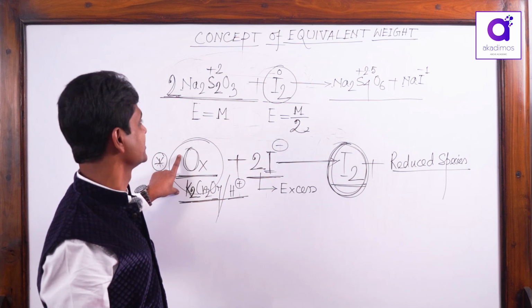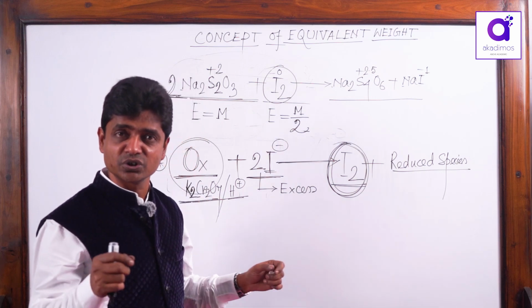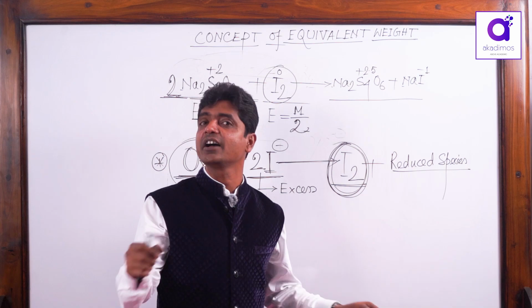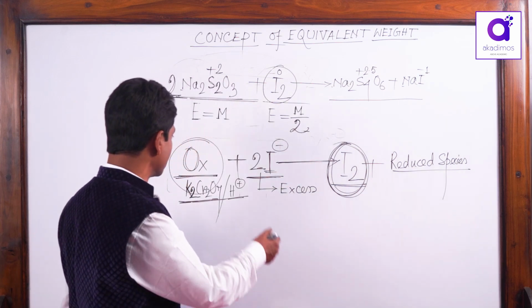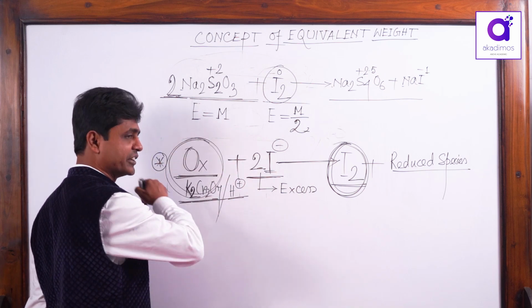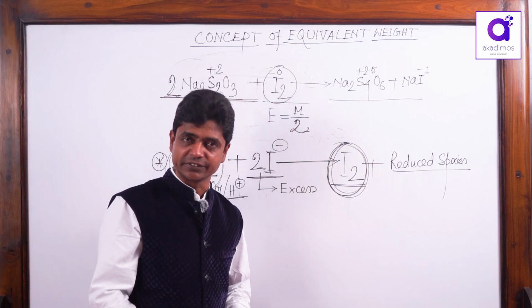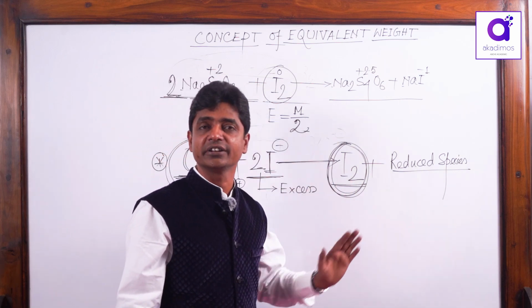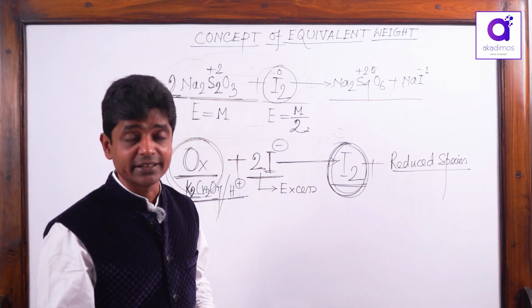That means by using this iodometric reaction, Na2S2O3 plus I2 gives Na2S4O6 plus NaI. By using this iodometric titration, you can estimate any oxidizing agent. You will get the amount of oxidizing agent which oxidizes iodide to iodine. That's why it has enormous, broad application. That's why it is important.